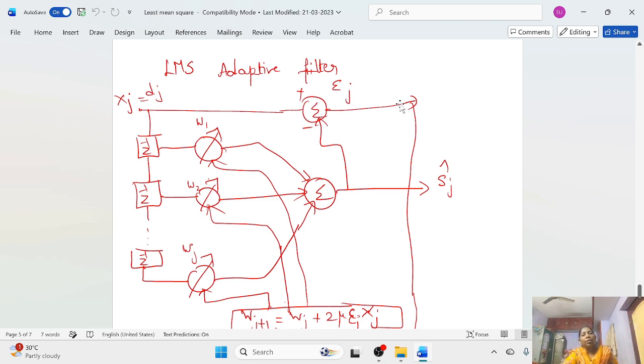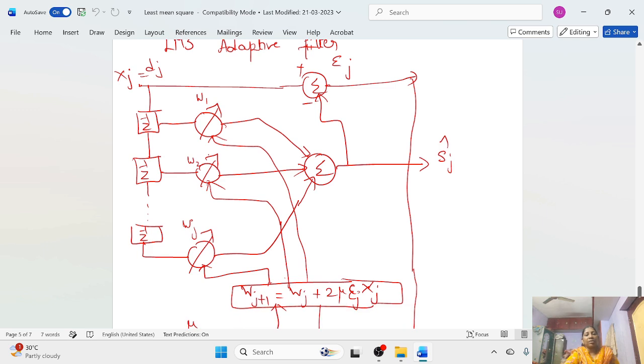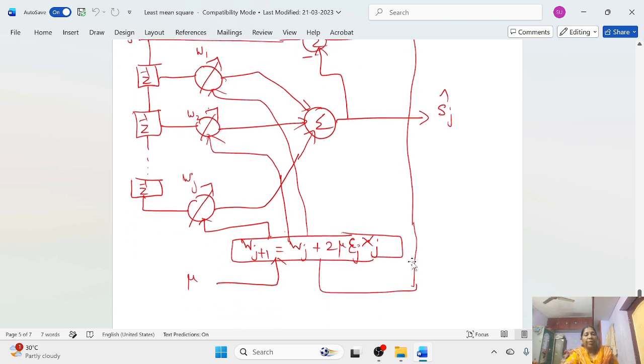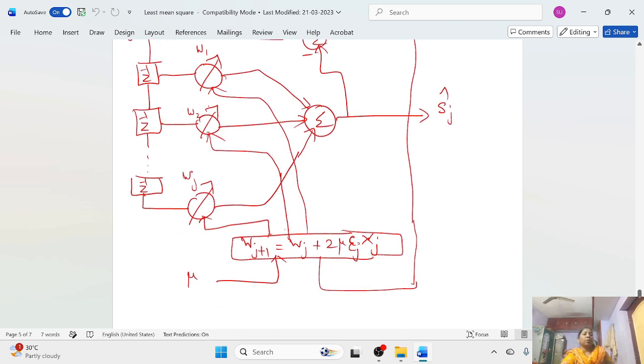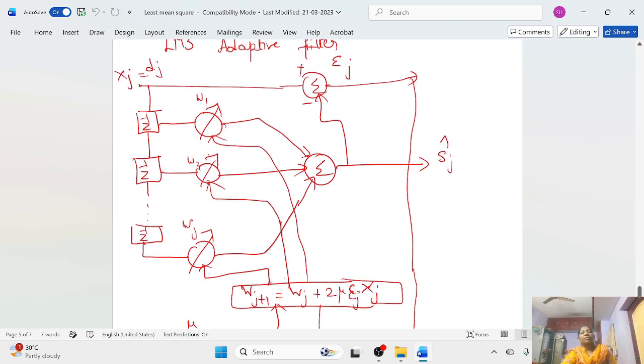When the error is zero, you take it as the output signal. When the error is large, it is fed back to the adaptation algorithm so that it adjusts the weights according to the input signal. This is the adaptation algorithm: Wj plus 1 equals Wj plus 2 nu epsilon j into xj. From the adaptation algorithm, you can see the points going to each weight vector. So this is an LMS adaptive filter.